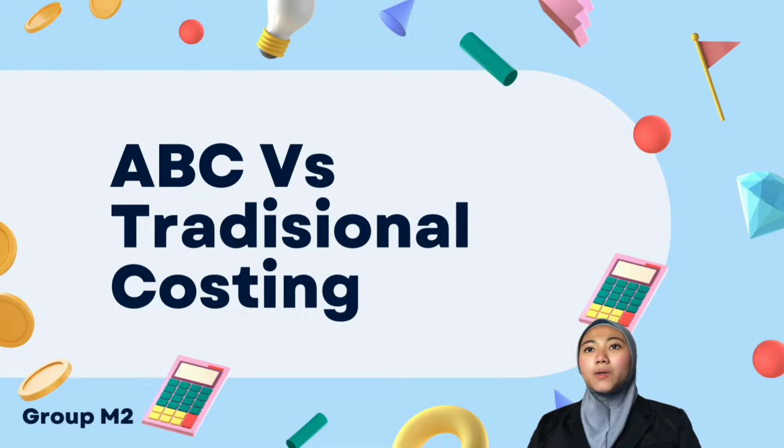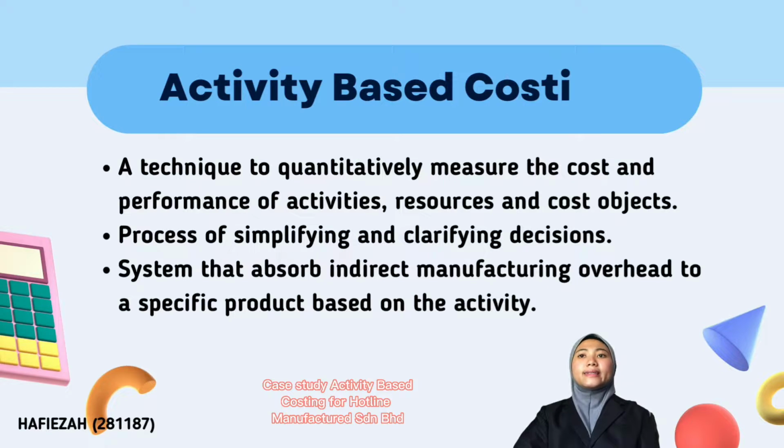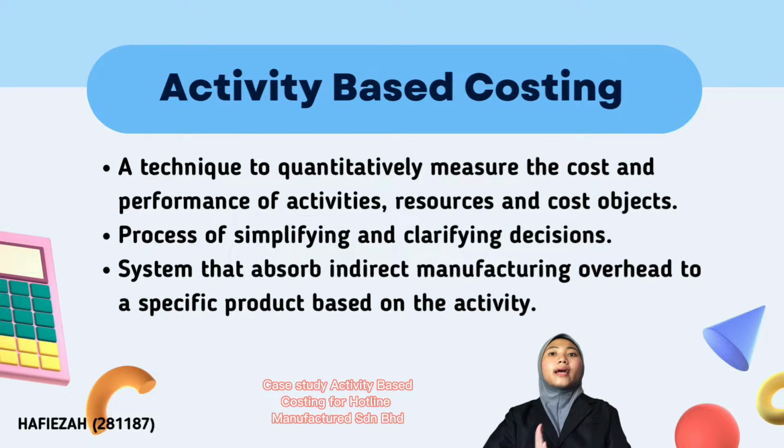My name is Hafiza binti Harosham and I will explain the introduction, which is based on a case study of activity-based costing for Hotline Furniture Manufacturing Sdn Bhd. Activity-based costing, or ABC, is a technique to quantitatively measure the cost and performance of activities, resources, and cost objects, including, when appropriate, overhead. ABC captures overhead costs for the factory's production and administrative expenses and applies them to the defined activity structure.